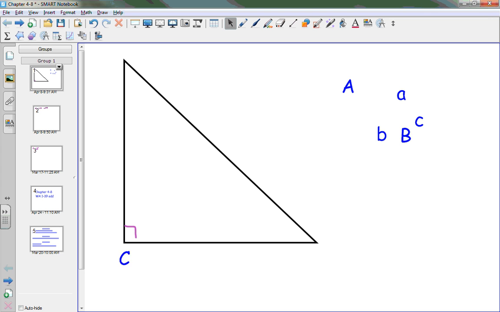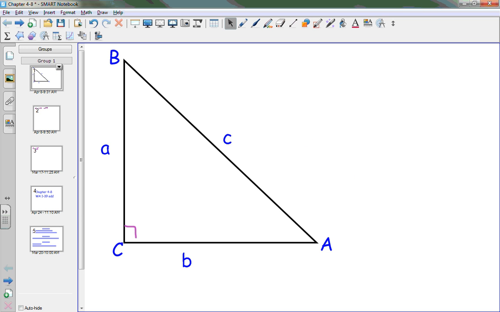Letter C is generally always the right angle. Capital C. A is an angle, and B is the other angle. Now, all the capital letters are always the angles, which means all the lowercase letters are all the sides. Now, where does little a go? Across from big A. Where does little b go? Across from big, capital B.